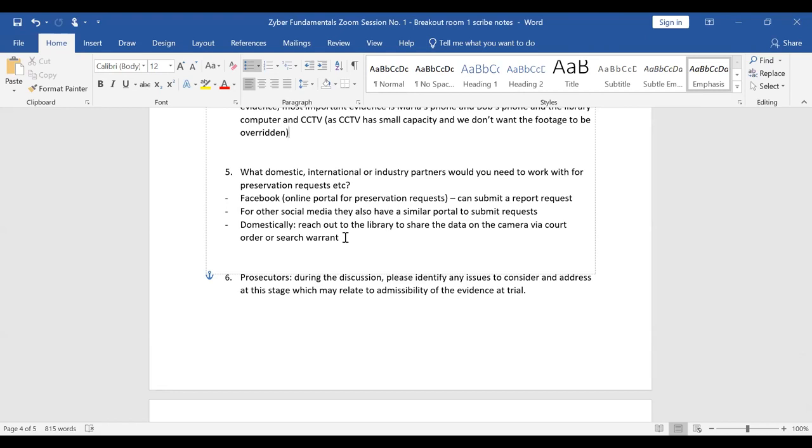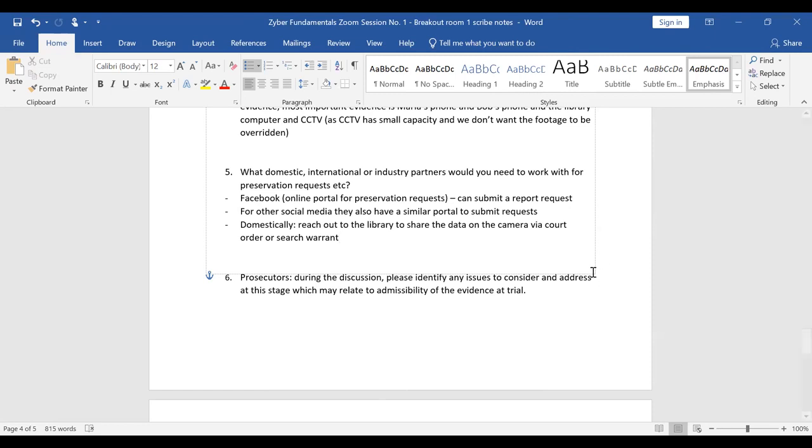So domestically, you can reach out to the library for a copy of the library CCTV to get the time that Bob used the library computer. But mostly, for sure, whether it's a private or a public library, they might ask for a court order or a warrant for you to be able to obtain that piece of evidence that you are trying to get.